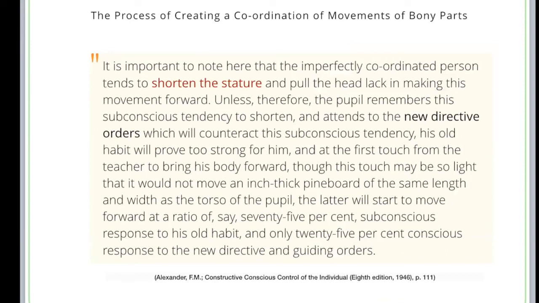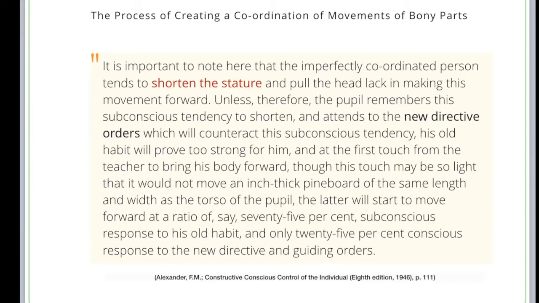it is important to note here that the imperfectly coordinated person tends to shorten the stature and pull the head back in making these movements forward, unless, therefore, the pupil remembers this subconscious tendency to shorten and attends to the new directive orders, which will counteract this subconscious tendency.